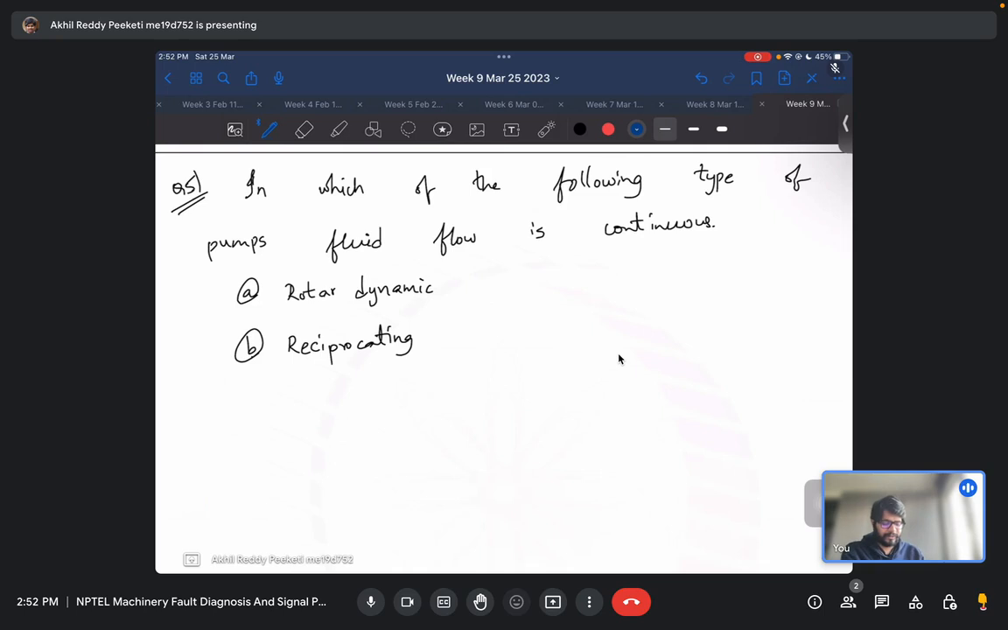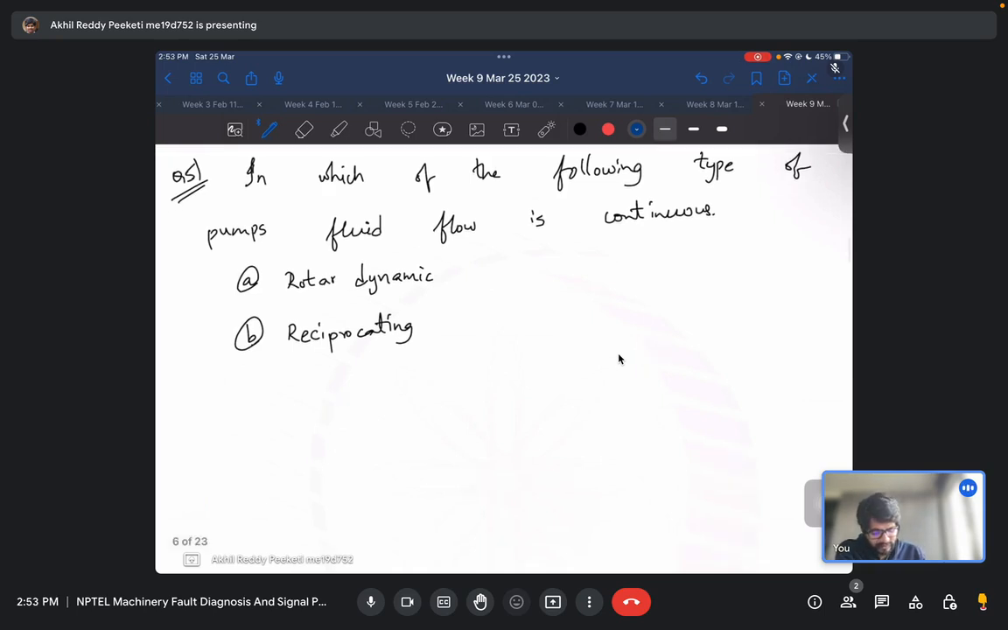So there are mainly two categories of pump types. One is rotor dynamic and one is reciprocating. In rotor dynamic, the fluid flow is continuous, and in reciprocating, it is non-continuous.